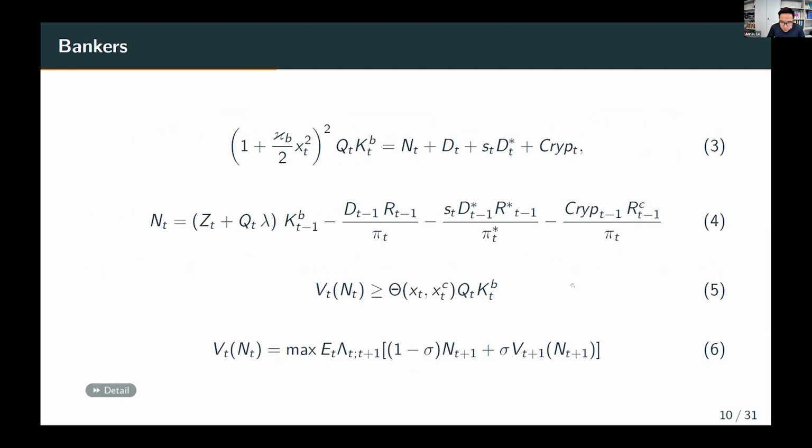So let's move to the second agent, the banker, or banking sector. The banking sector will conduct lending to the firm, and they have four sources for financing the loan to the firm. Firstly, the own net worth of the banker, and then they receive some deposits from domestic households, and we assume that they can also receive some deposits from foreigners and convert them into domestic currency by the exchange rate S_t.